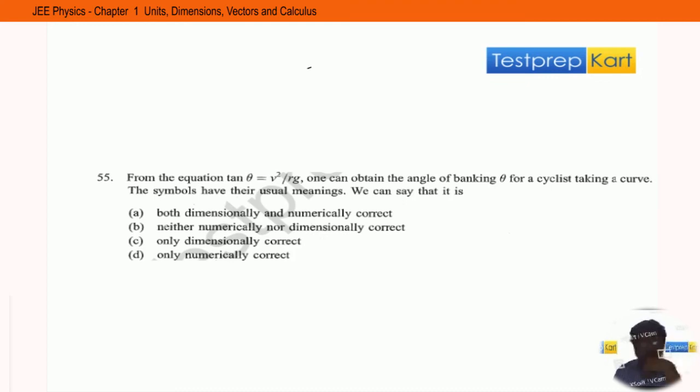55. From the equation tan theta is equal to v square over rg, one can obtain the angle of banking theta for a banked path of the curve. The symbols have their usual meaning. That is a 53. So both dimensions are numerically correct. It is the correct answer.